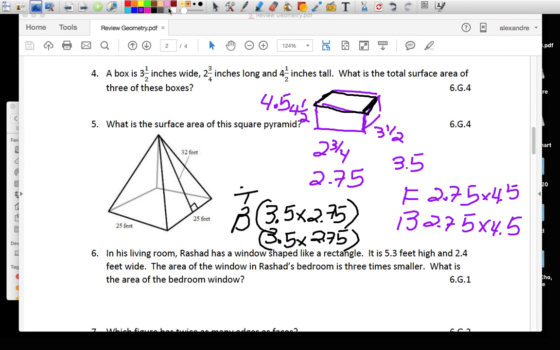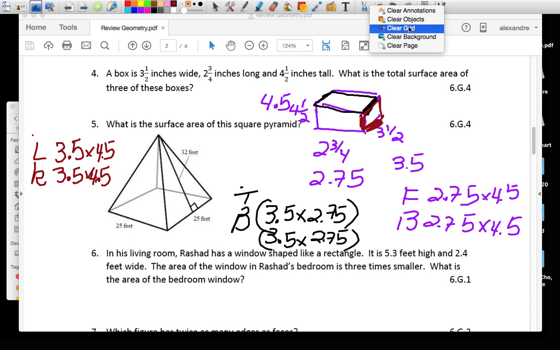Then we're going to do one more, which is this side right here, the left and the right. So I'll put here left and right. The left and right is 3.5 times the height, 4.5, so it's 3.5 times 4.5, and you're going to do it 2 times because there's one on the left and one on the right. I am not going to give you the answer because I'm not calculating that. You would multiply all of them, find the area of each individual face, and I gave you all the numbers, and you just add it up at the end.